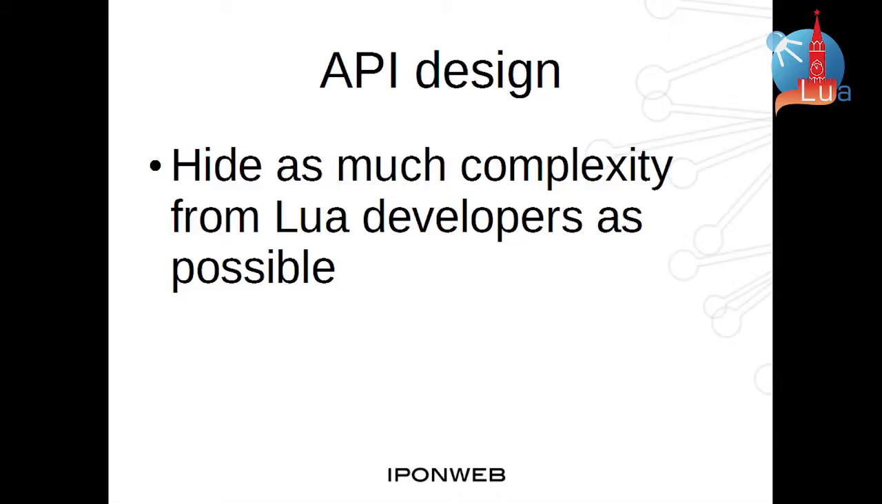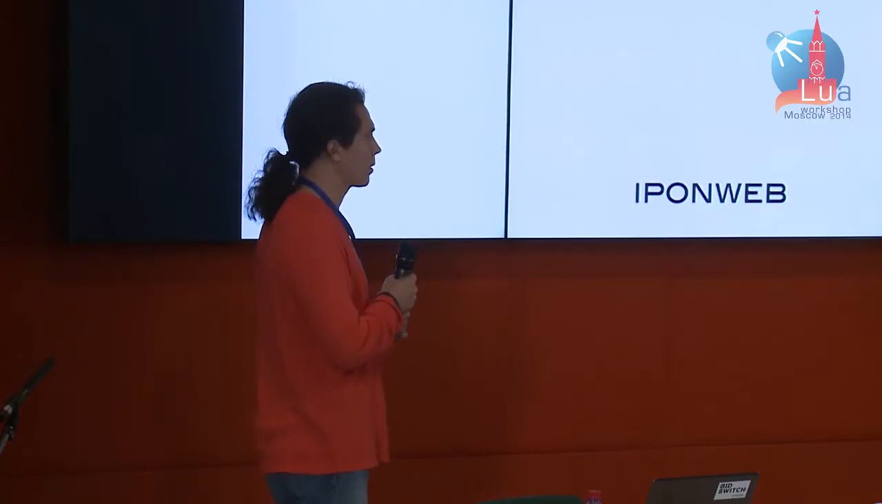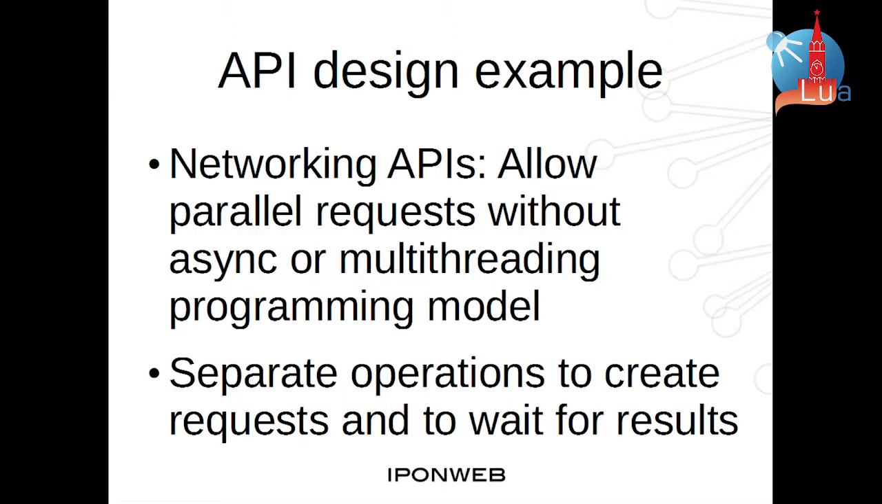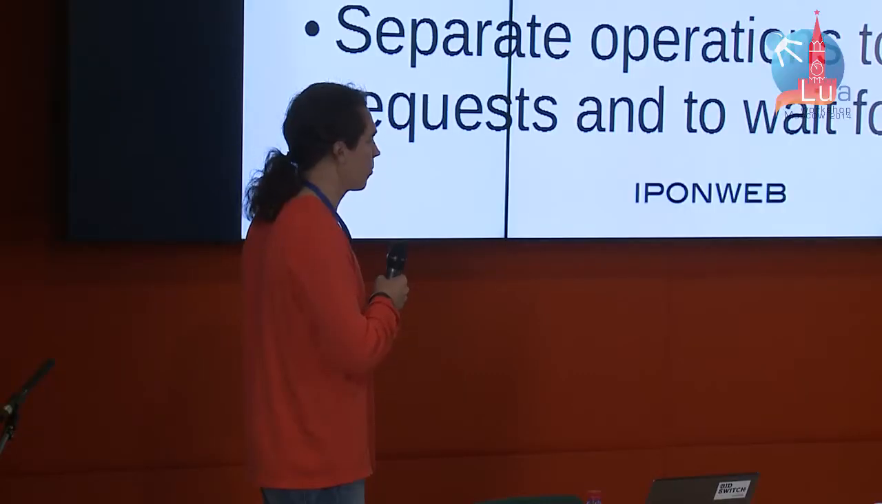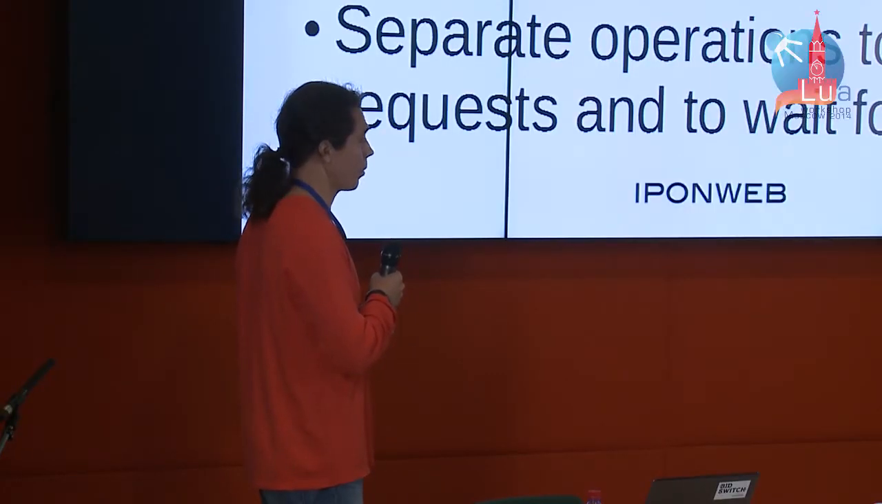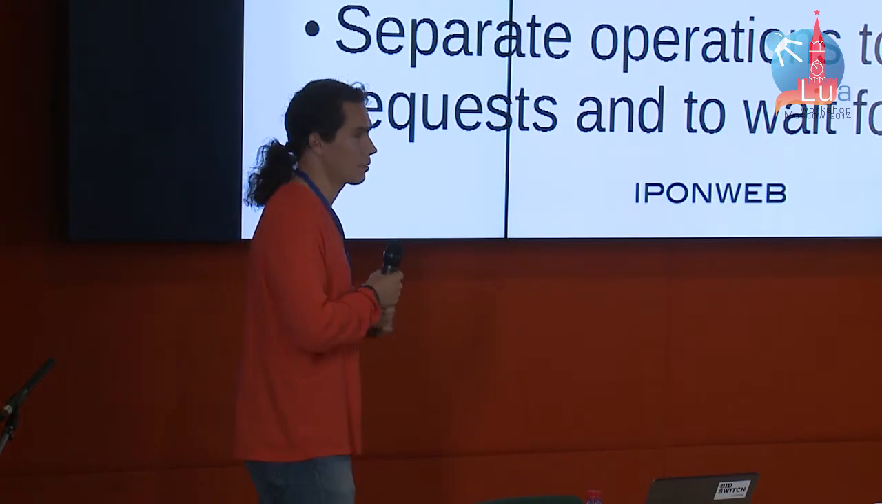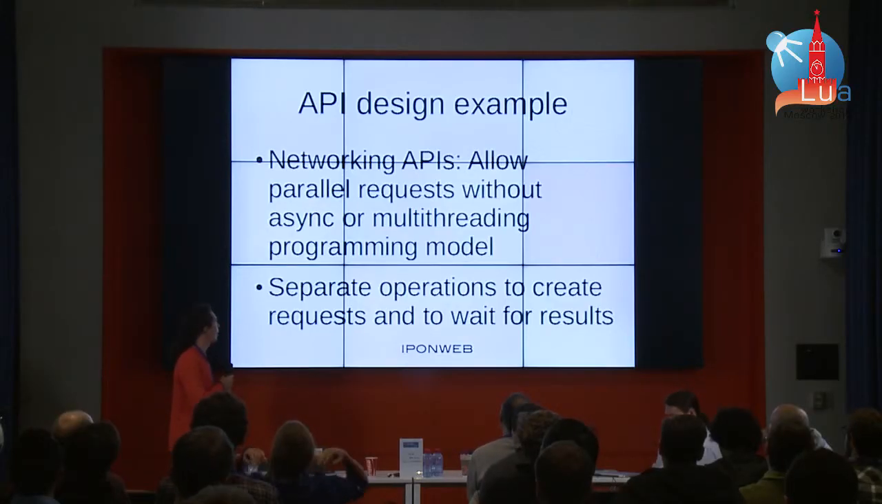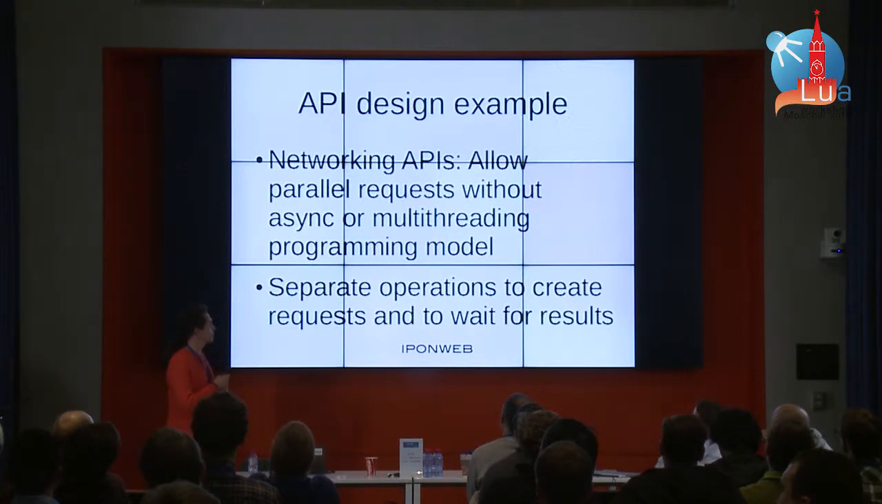One of the core goals of API design is to hide as much complexity as possible from Lua developers. Instead, we push it into the C++ level. And I'd like to give you one example of how we design our networking APIs. What we don't want our developers to be concerned about is the async model or multi-threaded models. From their viewpoint, handling of a specific request should be purely sequential code. And how do we do this? On all such APIs, we always separate operations which create requests from those which wait for requests.